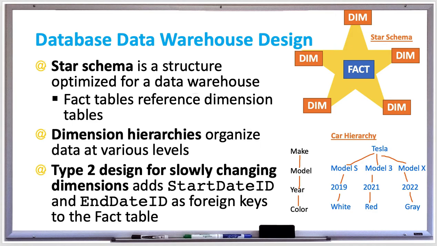Dimension hierarchies organize data at various levels, and the relationships are represented graphically in a collapsible hierarchy diagram. Like this car hierarchy shown here on the bottom right corner. The levels below the database name are dimensions, and the levels below each dimension are members.